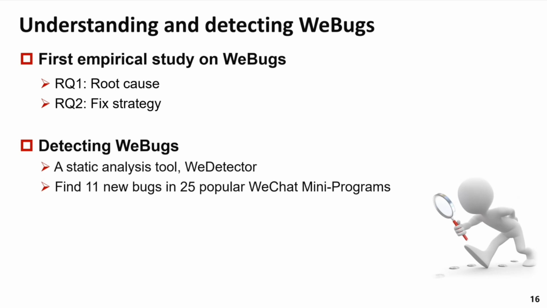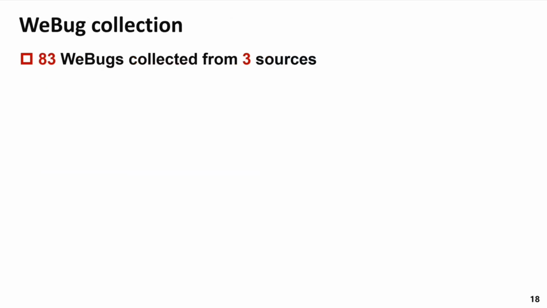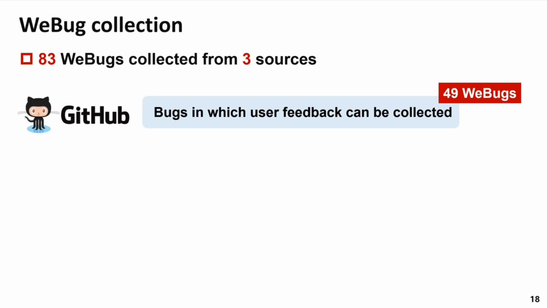strategies of V-Bugs. Based on the bug patterns we summarized from our empirical study, we propose a static analysis tool, V-Detector. We evaluated V-Detector on 25 mini programs and found 11 new bugs. We first introduce our empirical study. We collect 83 V-Bugs from 3 sources.